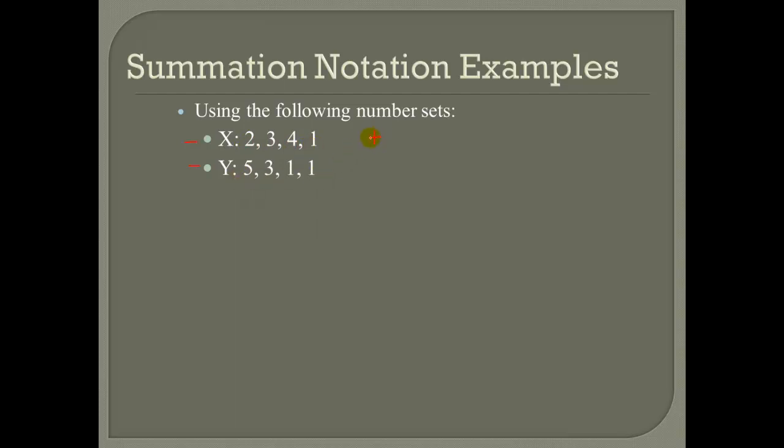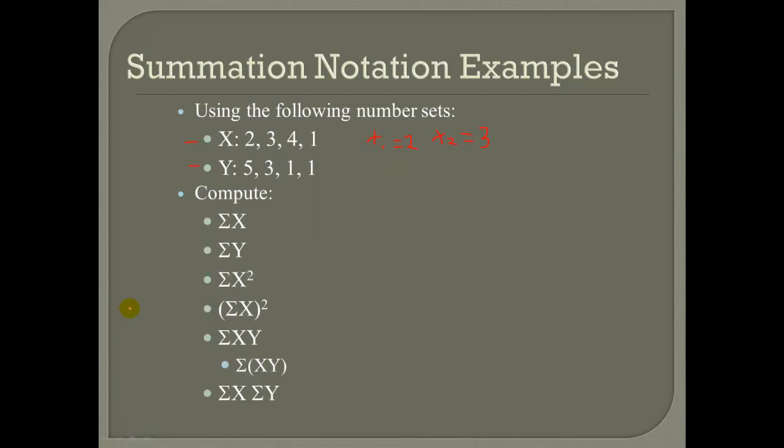If we wrote it out a different way, we could have x1 would equal 2, x2 would equal 3, and so on and so on. Same thing with y. I just wanted to illustrate that again. Okay, let's start a bunch of examples here. And what I want you guys to do is go back and try to compute all these on your own before I give you the answers here.